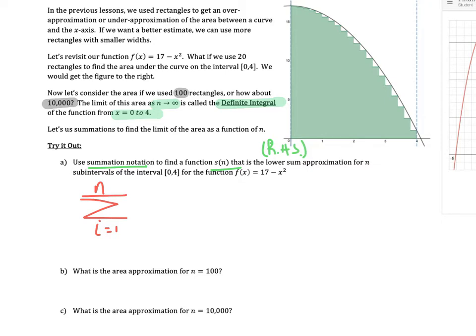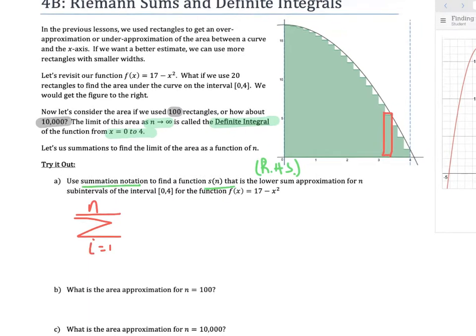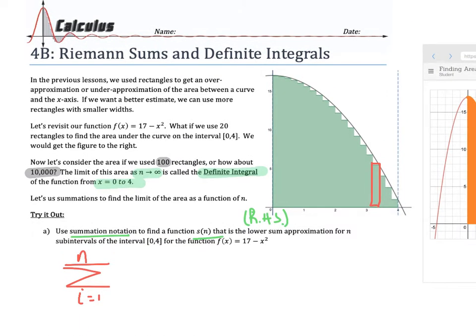And we've got to think about each rectangle. Think about just one of these rectangles, okay? Maybe it might be helpful to think of the first rectangle, okay? Well, we've got a length times width we've got to think about, okay? All right. And so we have n rectangles or n subintervals. So the whole thing is 4. So how wide is one of them? Well, we're going to take that width of 4 and divide it by n.